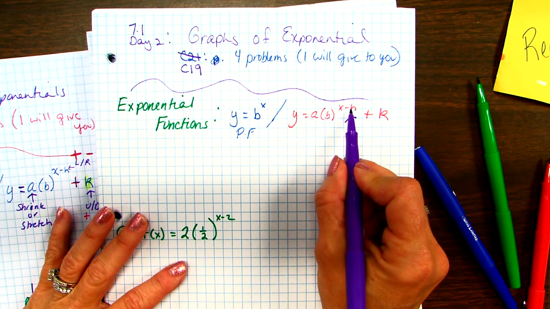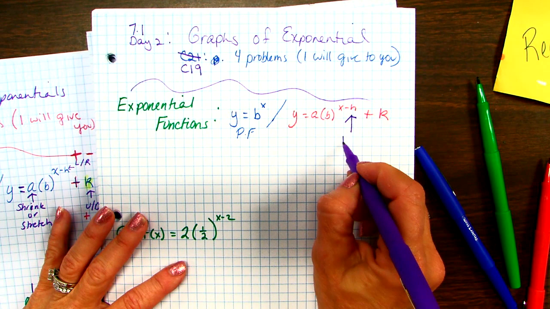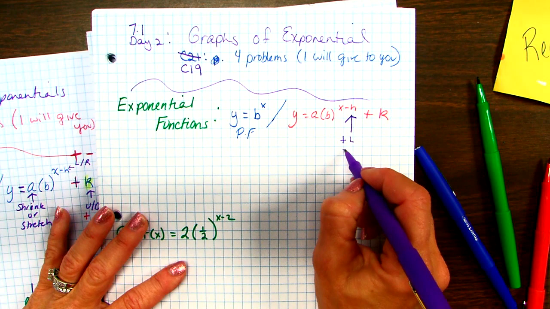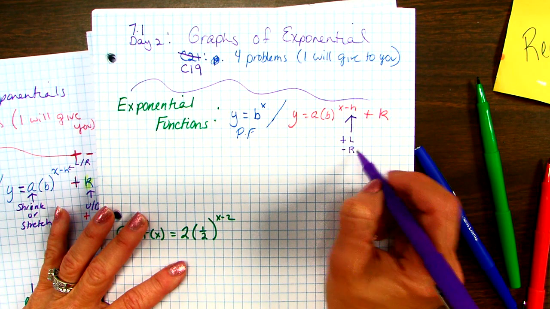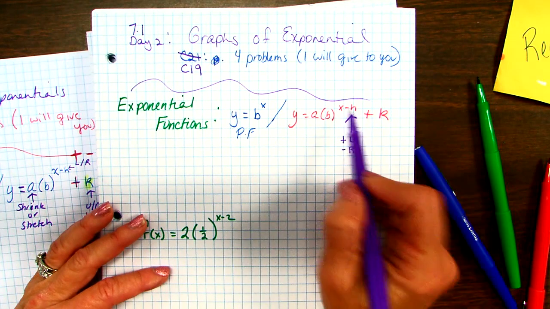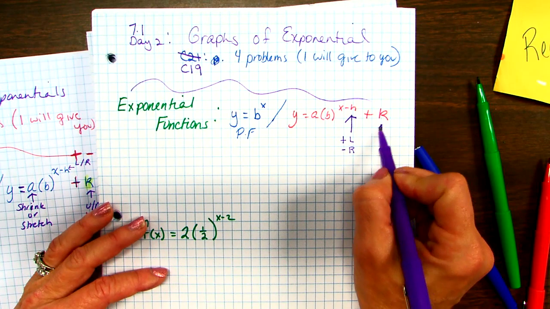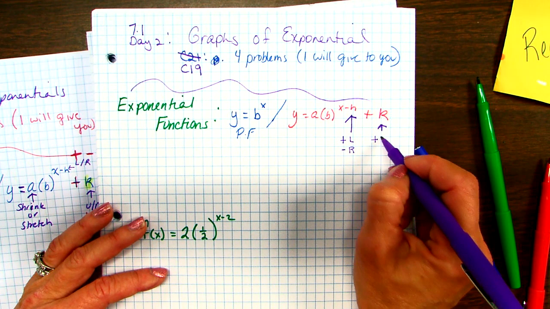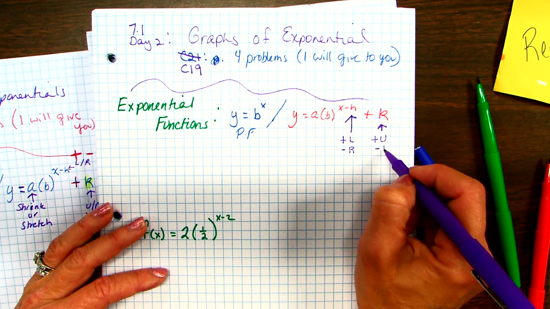The h is your left or right movement. If it's positive, you go to the left. If it's negative, you go to the right. So remember, that's your horizontal movement. It's always opposite of the sign. K is your up and down. Positive goes up. Negative goes down.